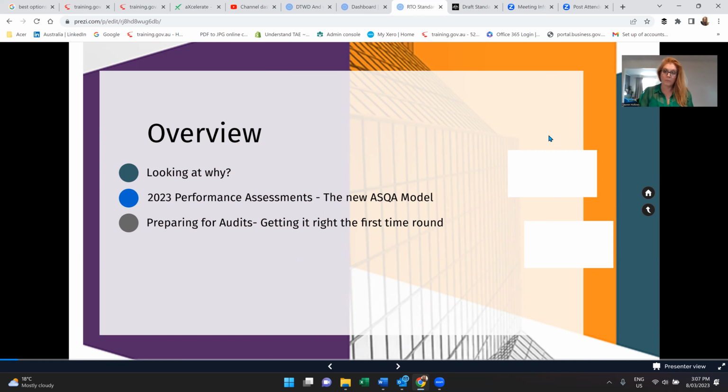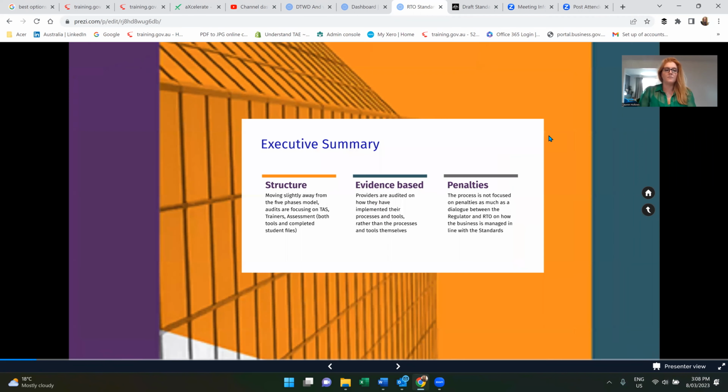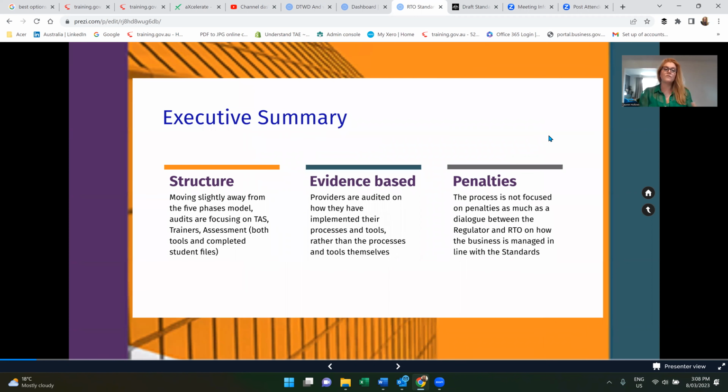What's really important when you're preparing for audits is that we are looking at getting it right the first time around. So just as kind of a structure thing, we've moved away from the 5 phases audit model, which was kind of that enrollment, marketing, training, assessment, completion sort of a model. And really what I'm seeing now as we're going through our audit reports is just getting back to those key documents, the TAS, who are your trainers, what about the assessment? And the assessment is focused both on your tools, your mapping guides and things like that, as well as your completed student files, okay?